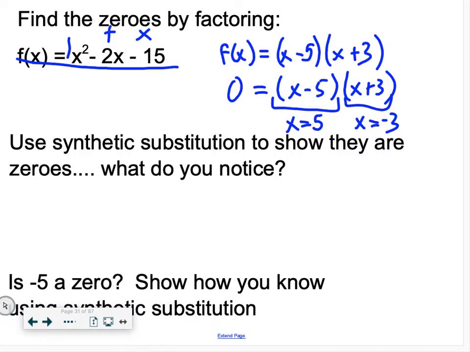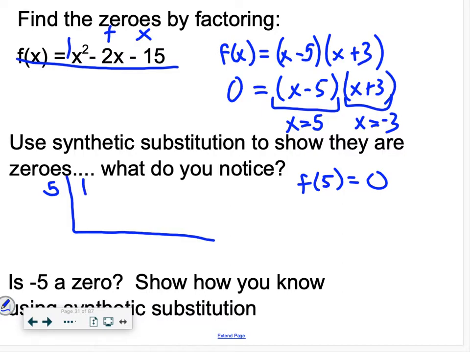So now what I'd like to do is review target 9 a little with synthetic substitution to show you how that works. With synthetic substitution, what I'm going to do is put one of those zeros in. So I'm basically finding f of 5. And when I do that, what should I get? Well, if 5 is really a 0, I should get 0. So let's double check that.